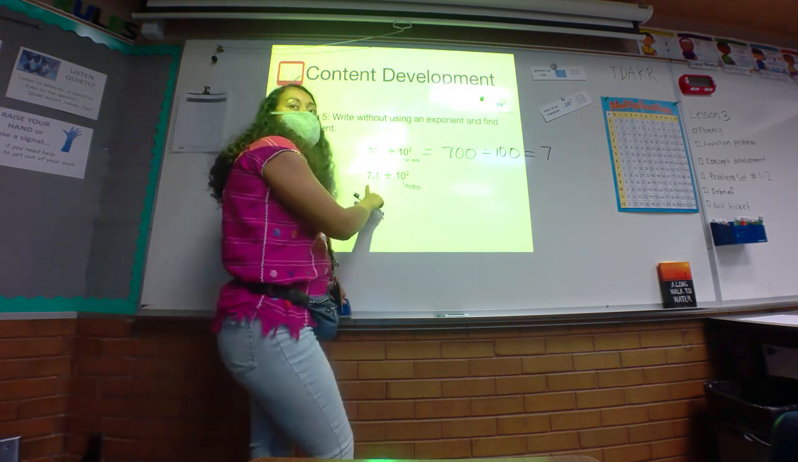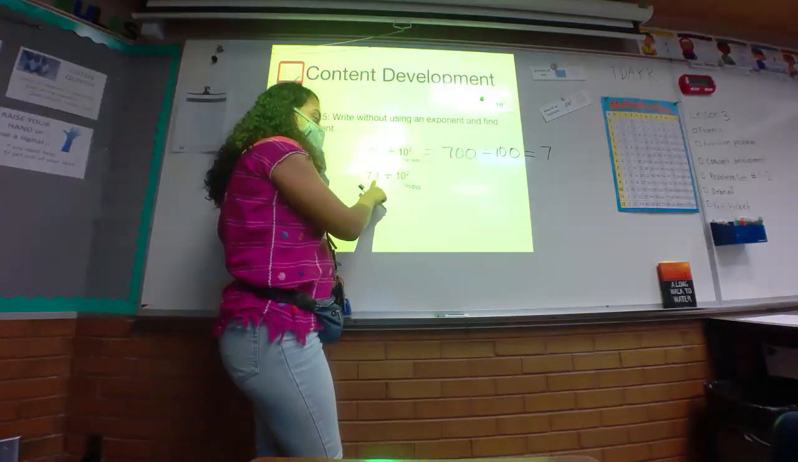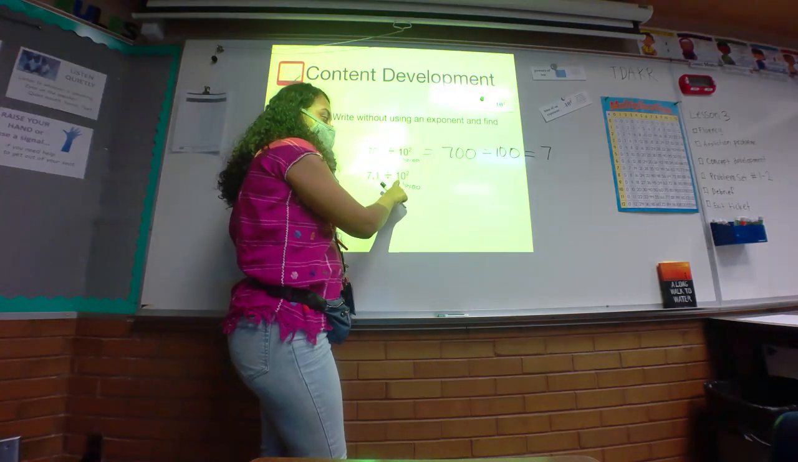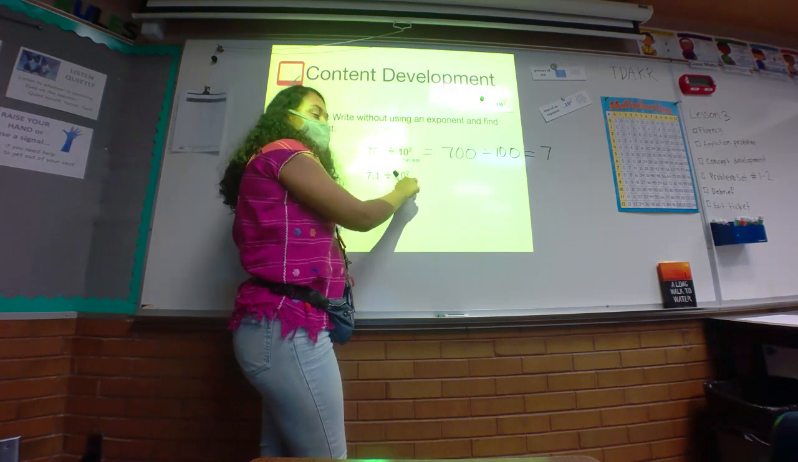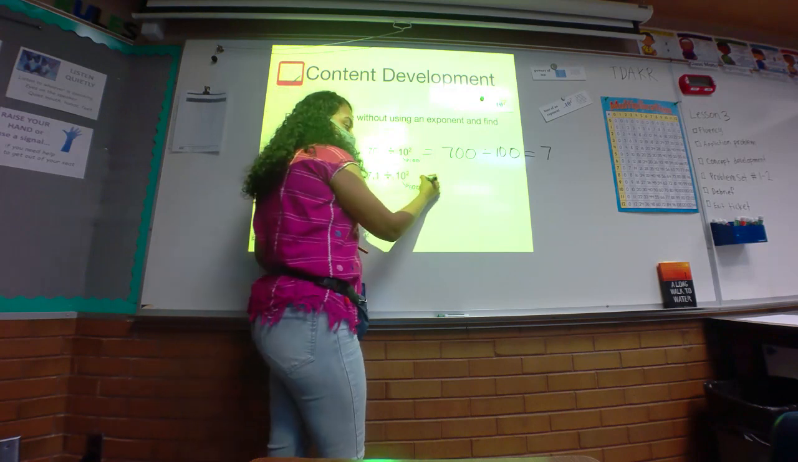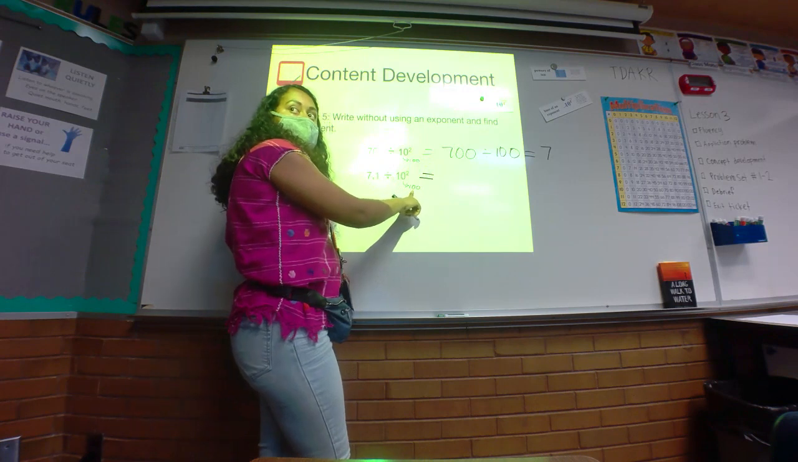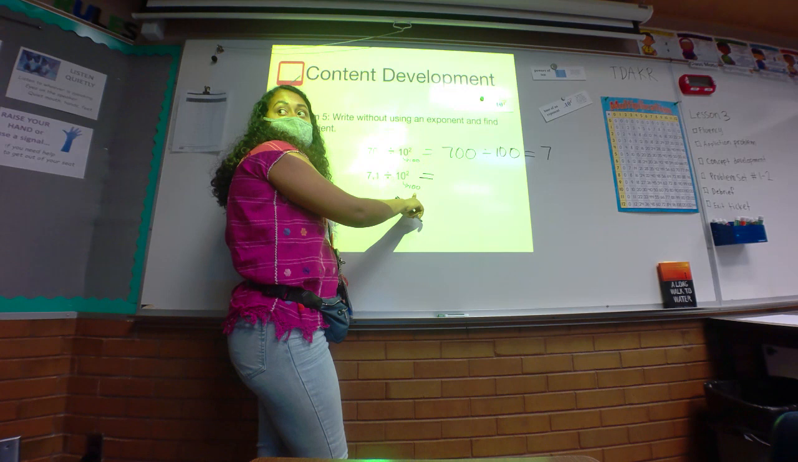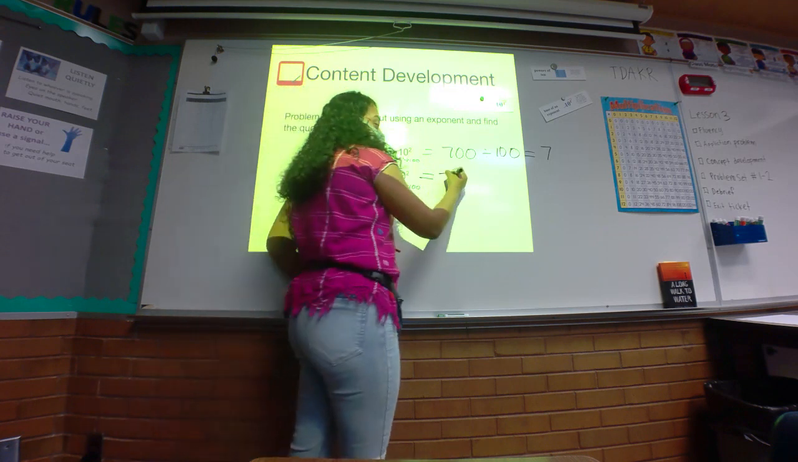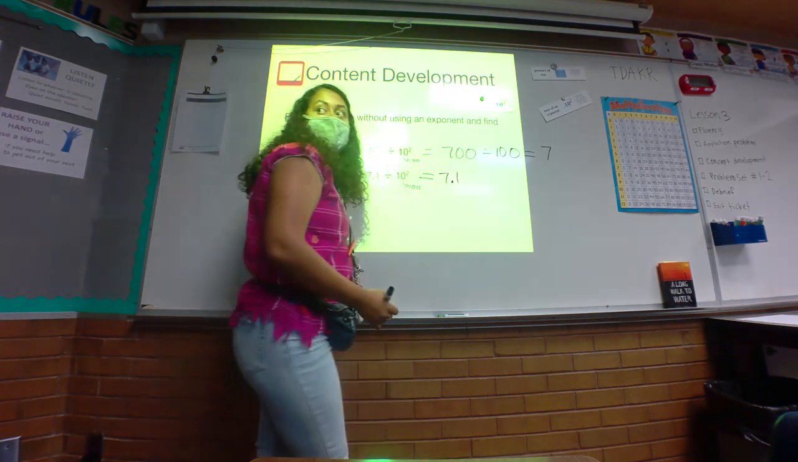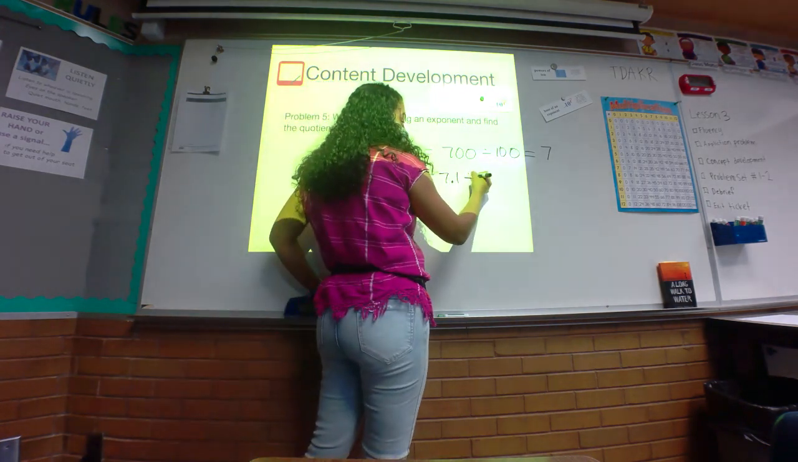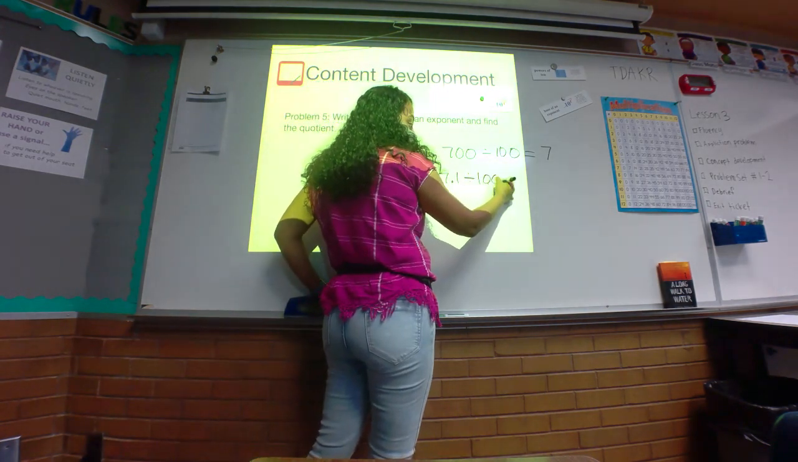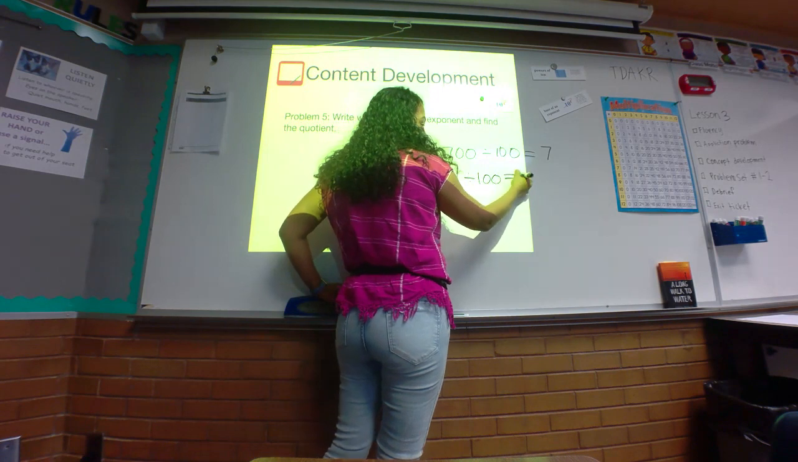Okay, so now let's rewrite our second one. So 7 1/10 divided by 10^2, but we're going to take out the exponent, so we need to rewrite it as 100. So 7 1/10 divided by 100 equals, Noah?